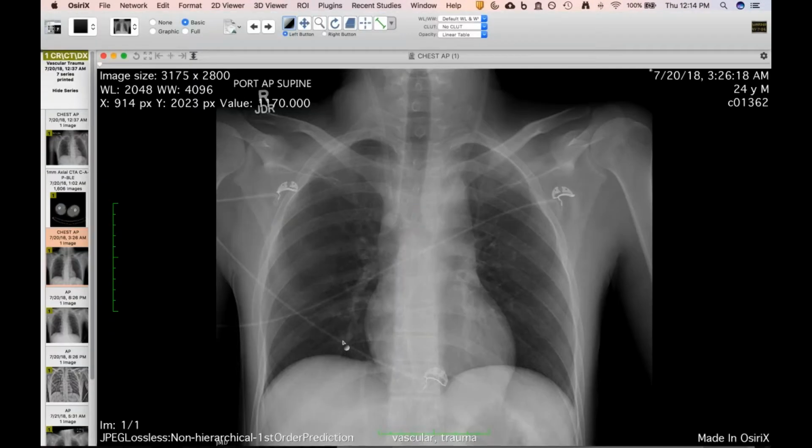This is an interesting case, and I'm sure Seth will like this because we've shown some of these before, but this is a variant of this type of injury. So this is a young guy that I came across this radiograph a couple weekends ago. He was apparently trying to cross a highway and got hit by a car.